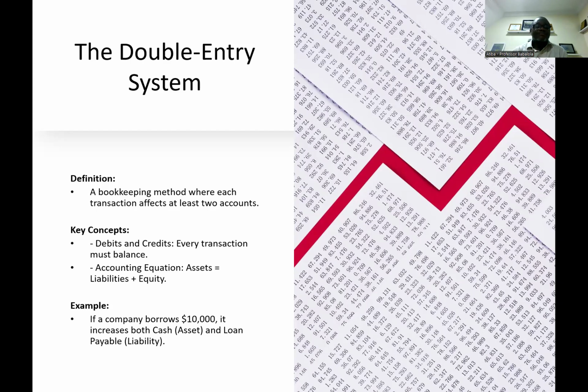So let's look at the example here. You see when the company borrows $10,000, that means the 10,000 increases the cash, which is an asset, and also increases the liability, which is payable. But how do we treat it in the account? In our books, we debit the cash and we credit the person who has given us the money.